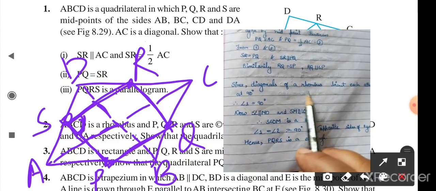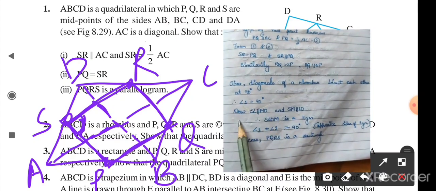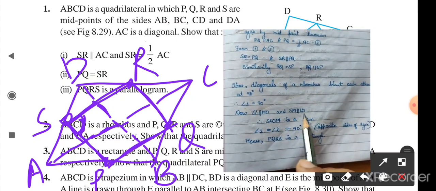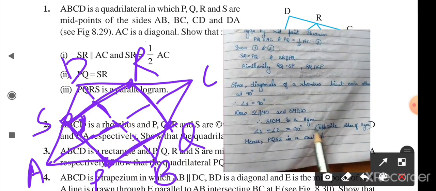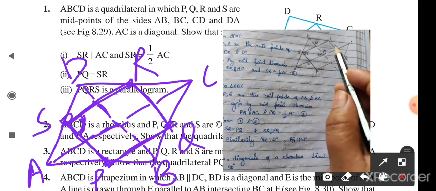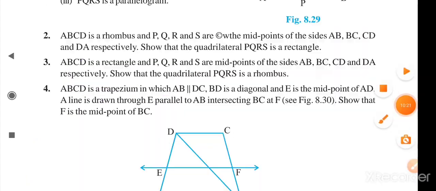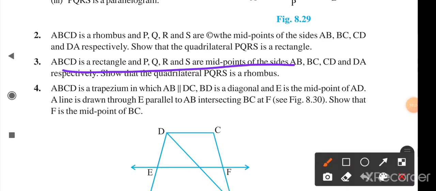You can see that since the diagonals of a rhombus bisect each other at 90 degrees, therefore angle 1 is equal to 90 degrees. SL is parallel to MO, MO is parallel to LO, hence SLOM is a parallelogram and opposite angles of a parallelogram are equal. Hence we can say that PQRS is a rectangle. This is a rectangle. Now moving to the next question, you can see that ABCD is a rectangle and P, Q, R, S are the midpoints of the sides AB, BC, CD.